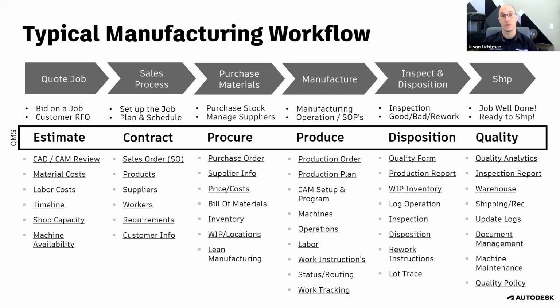You might start off with quoting a job, and then of course the sales cycle. Eventually you're going to purchase materials. Then you're going to use purchased materials to actually manufacture the product, inspect the product to make sure that it's meeting your requirements, and finally ship this out. Right? But there's a lot more detail that goes into all of this. And of course, separate systems that track different areas of this entire workflow.